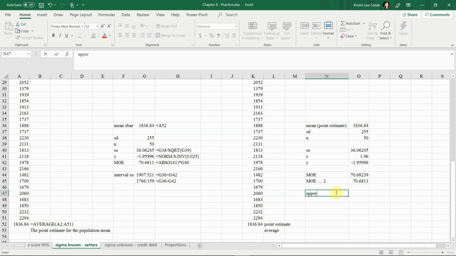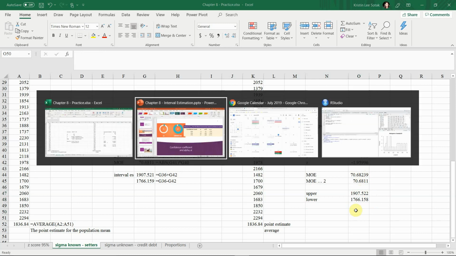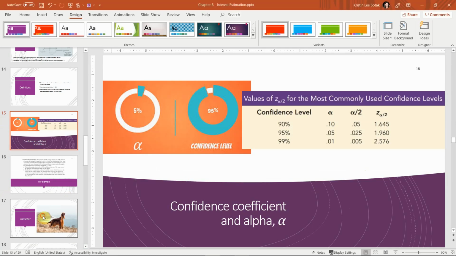The upper limit, or the upper portion, of our interval estimate is going to equal our point estimate plus our margin of error, and our lower is going to be equal to our point estimate minus our margin of error. So that right there is our interval estimate, 1766 and 1907. That's all there is to it in terms of creating the interval estimate. But the last thing we want to do is think about interpretation. What exactly does that mean?